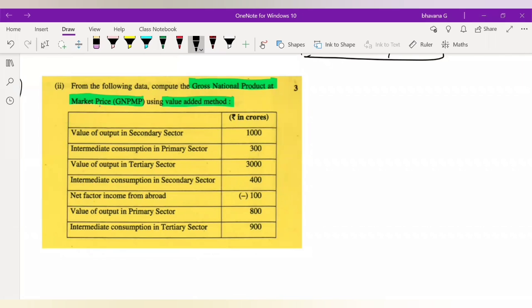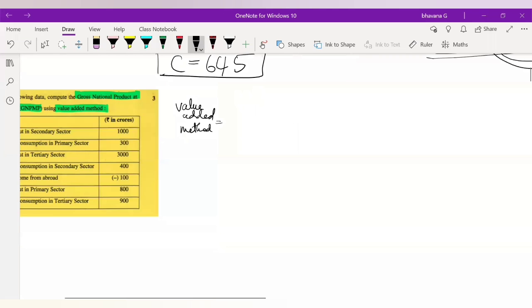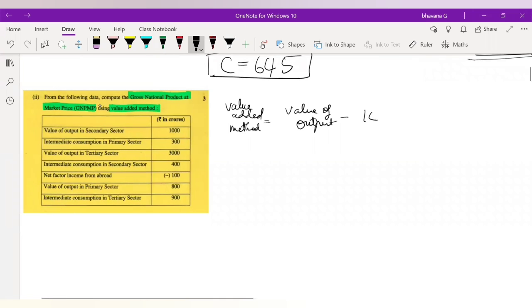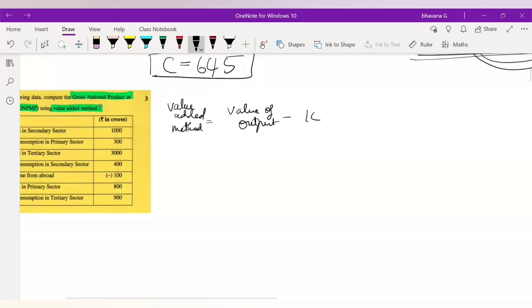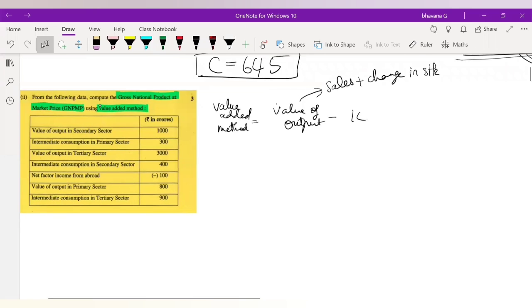So what is the formula of the value added method? How do you find it out using the value added method? Your formula for the value added method is nothing but value of output minus intermediate consumption. Value of output can also be written as sales plus change in stock. Okay, this is your formula for the value added method: value of output minus intermediate consumption.